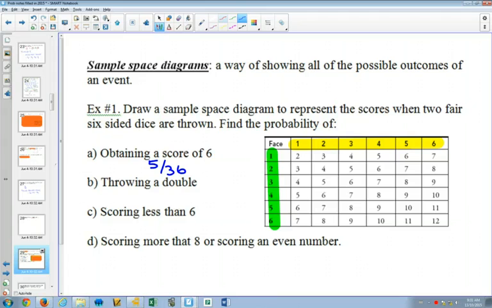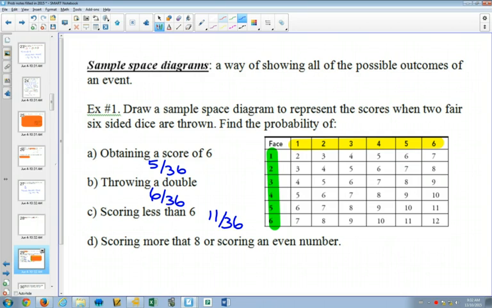How many doubles are there? Well, 1 and 1, 2 and 2, 3 and 3, 4 and 4, 5 and 5, 6 and 6. 6 out of the 36. And I'm not going to reduce these fractions right now because it makes sense to leave them out of 36, because that's how many we had in total. Scoring less than a 6, so we got the 4, 5s, 3, 4s, that is 8, 9, 10, 11. 11 out of the 36 are less than 6.